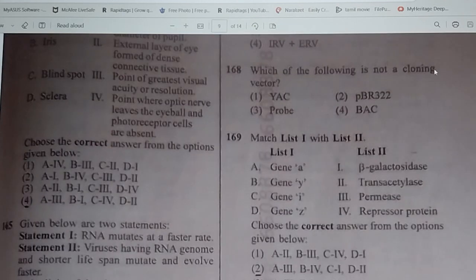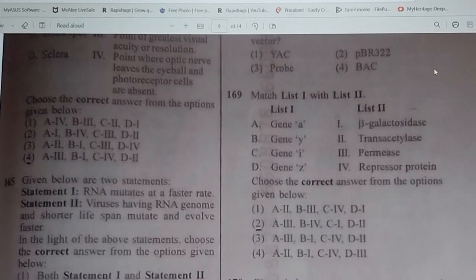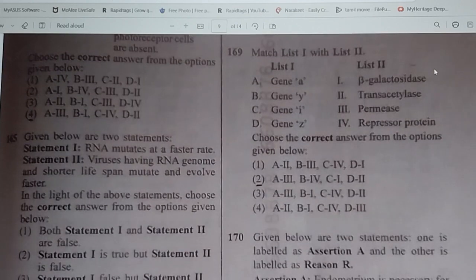168. Which of the following is not a cloning vector? Answer is probe. You know children, YAC and BAC are used in HGP. PBR322 is a well-known artificially synthesized cloning vector. Match list 1 and list 2 of question number 169. Gene A, transacetylase, gene Y, permease, gene I is repressor protein, gene Z is beta galactosidase. So option is A. 1 is the answer.